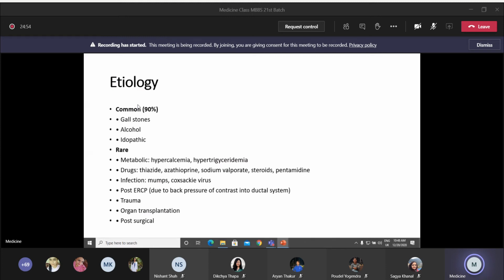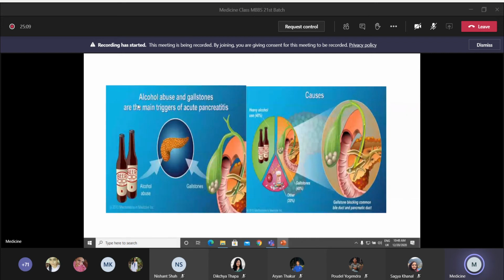Trauma, that is blunt abdominal trauma, post-organ transplantation, and post-surgical, especially involving the hepatobiliary system, because the pancreatic duct is mobilized. So these are the common etiologies, and the most common top 3 are gallstones, alcohol, and idiopathic. This is again the picture; in the center you can see the pancreas. Alcohol and gallstones are the two most common causes: alcohol about 40%, gallstone about 40%, and the rest of the causes about 20%.